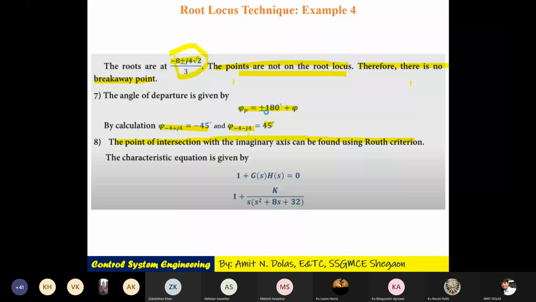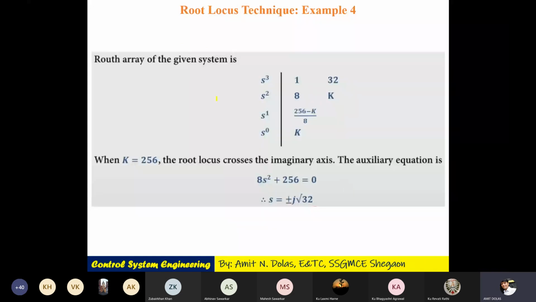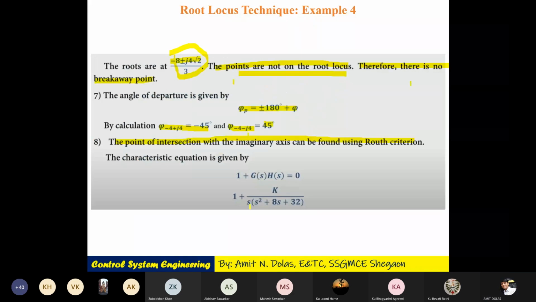So, what is the characteristic equation? The characteristic equation is 1 plus GS into HS is equal to 0, which is equal to 1 plus K upon the value of GS HS. HS is equal to 1, so GS value is S into S square plus 8S plus 32. After equating this, we'll get what? We'll write it in the form of S cube plus whatever terms come, plus K is equal to 0.